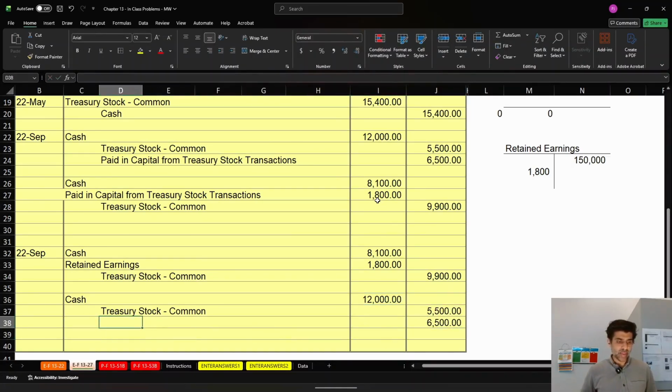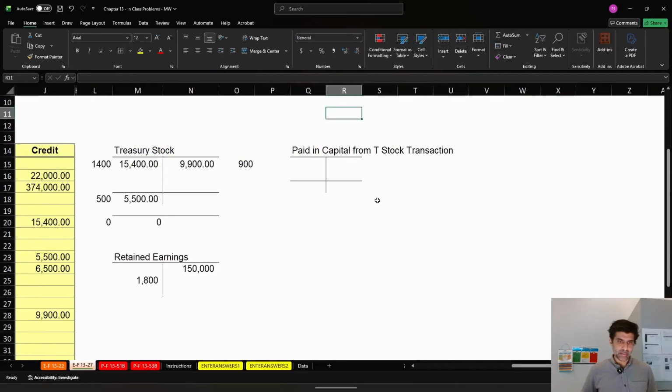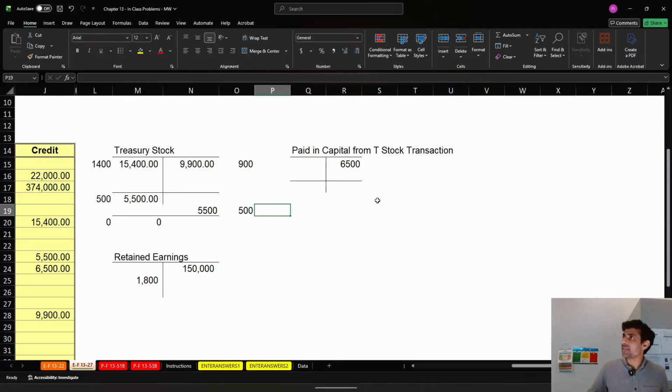Okay, so now this we would put in paid in capital from treasury stock transaction. In that case, this is going to go to 0. So we end up with 0 shares, as we should. And this is 6,500. Okay, so now the net equity is the same.